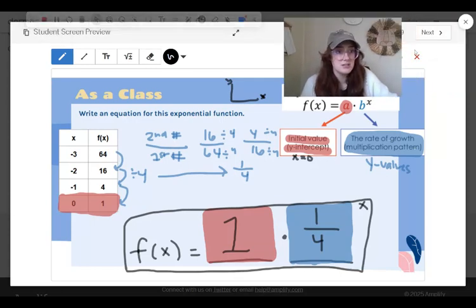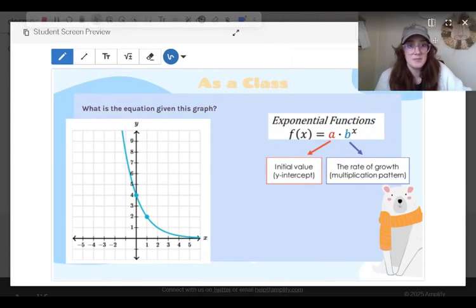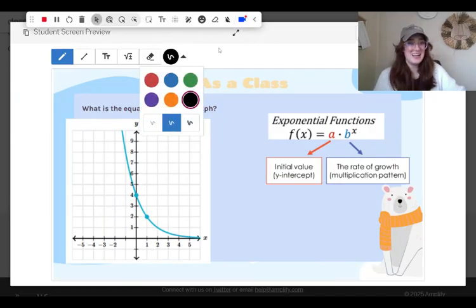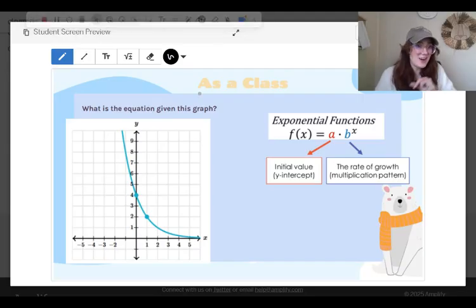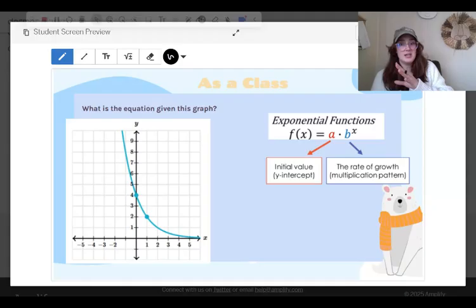All right, next problem. Okay, so now what about if we're given a graph? And you will see something very similar on your exam next week for your TGA. So I want to make sure we're covering all bases: how to write an exponential function given a graph or given an XY table. All right, so looking at this, we want to know what is the equation for this graph.